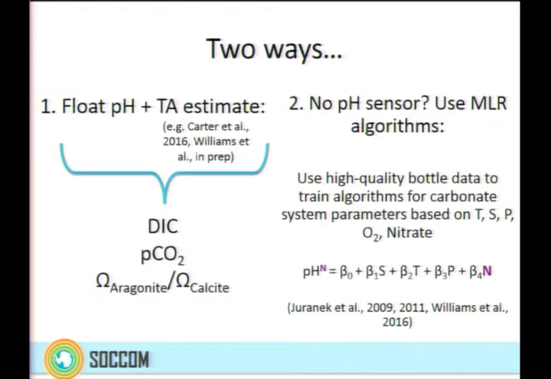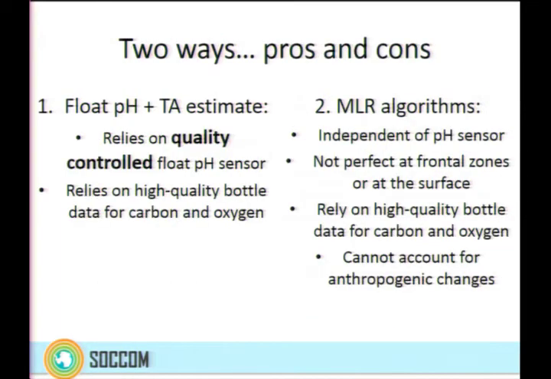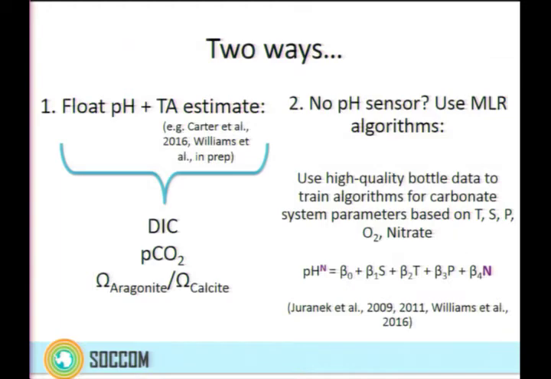If you didn't have a pH sensor, or say you don't believe your pH data, then you could directly estimate pH using an algorithm like this. You're basically fitting pH as a function of salinity, temperature, pressure, and either nitrate or oxygen. And you can read about that in Juranic et al. 2009, 2011, or in my 2016 paper.